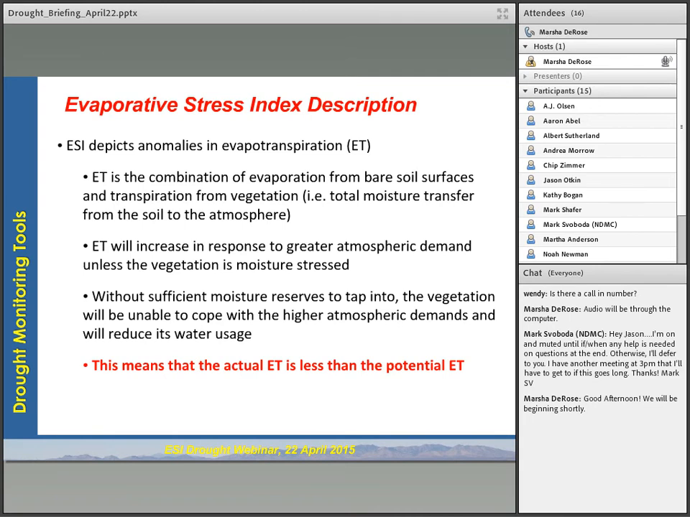However, if the vegetation is moisture stressed, it will be unable to cope with the higher atmospheric demand and will instead begin to show signs of moisture stress, such as curled leaves on corn. Now, in this situation, the vegetation will give off less water vapor than would have otherwise been expected based on the atmospheric conditions. This then means that the actual ET is less than the expected or potential ET when vegetation becomes moisture stressed. Next slide, please.